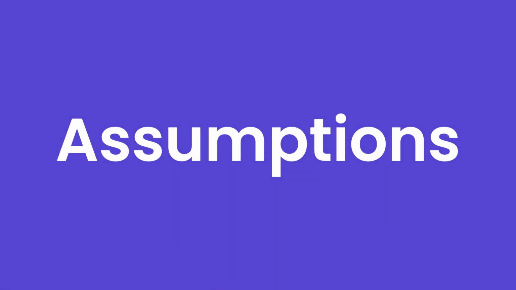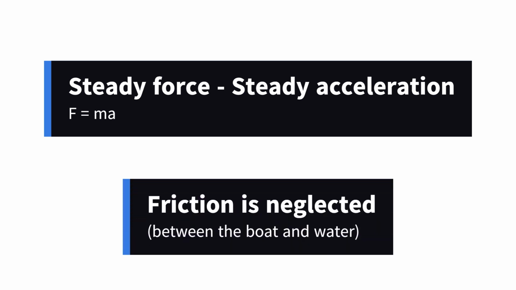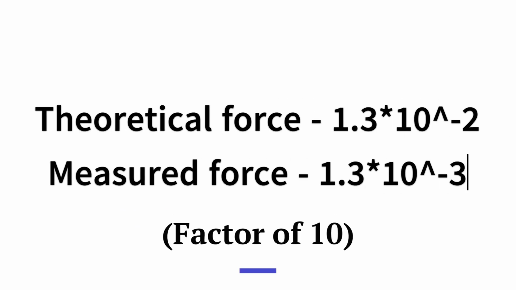We made two major assumptions when calculating the force. Firstly, we assumed that the acceleration of the boat was steady because it was created by a force that is supposed to be steady. Secondly, we neglected the effects of friction. Both of these assumptions were likely the main cause that created the difference between the theoretical value of the force and the force we measured.